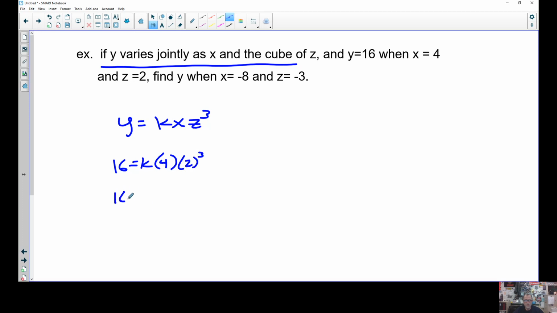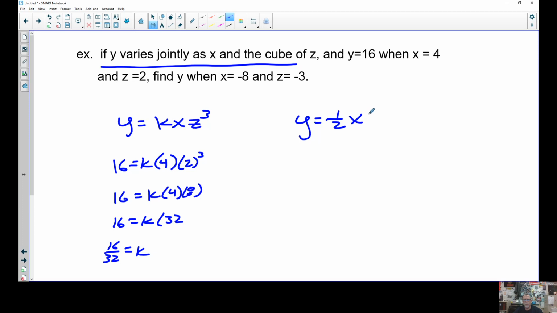So we got that. All right, so that tells us 16 equals k times 4 times 8. So 16 equals k times 32. So k is 16/32 or 1/2. So we know y equals 1/2 x z cubed. So we've got our equation. First step is done. Equation. And our first step is done. So now we can solve.